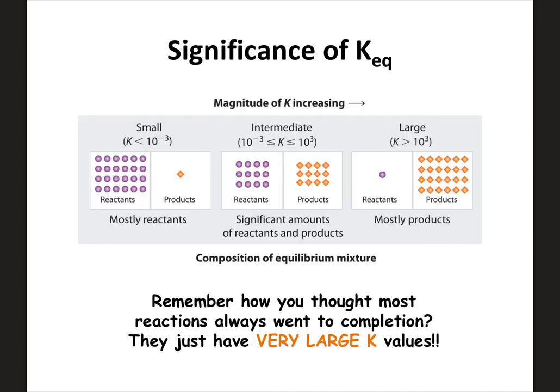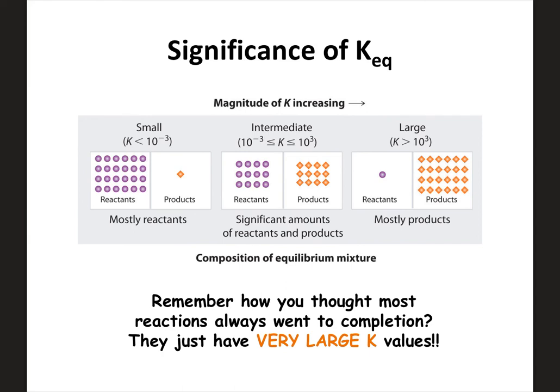So if you look at this picture here, you can see that a very, very small K value, they're showing you here K less than 10 to the minus third, basically means you have a lot of reactants present and very little products here. If you have a very large K value, they're showing K greater than 10 to the third, that means you have a lot of products, essentially a bigger number on top. So you see you have a lot of products here and very little reactants. In this intermediate state, you have maybe significant amounts of both here.